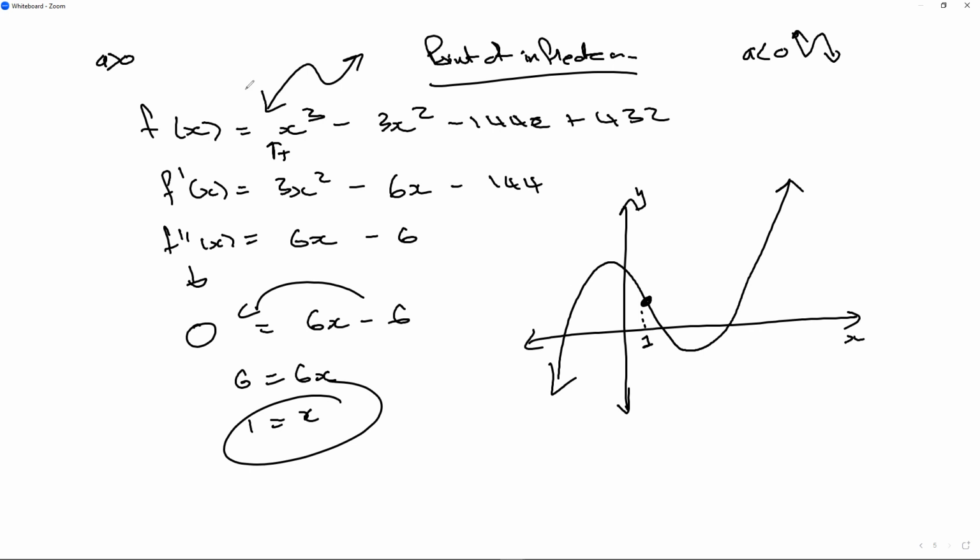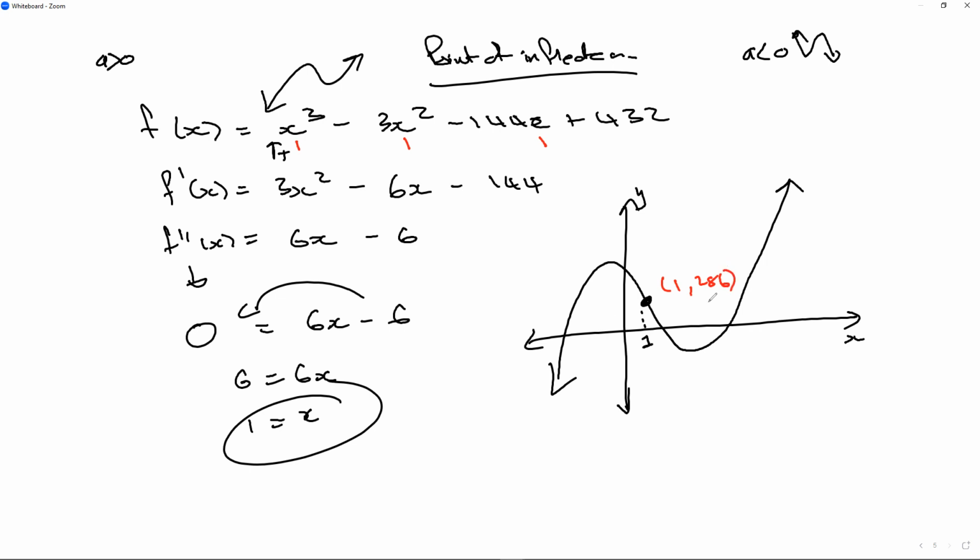I can then substitute the 1 back into the equation, and I can get the coordinate of inflection. So I could change this into 1, change it into 1, change it into 1, put it on a calculator, and it will come to 1 cubed minus 3x squared minus 144 plus 432. No, 286.